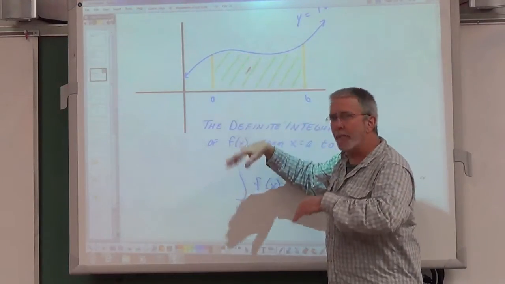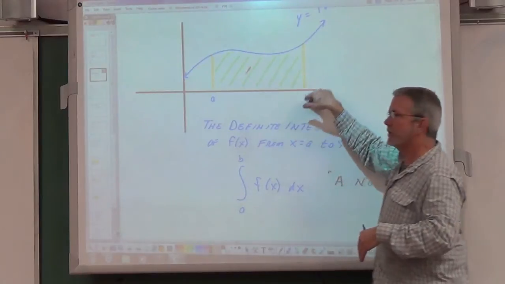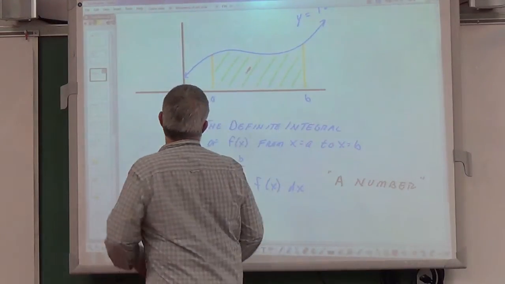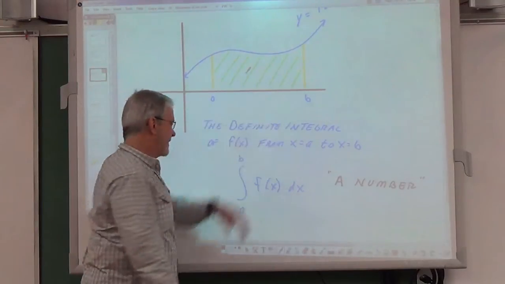And we know that if f of x wanders below the x-axis, then it's net change and things of that nature. Right now, let's just talk about positive f of x.